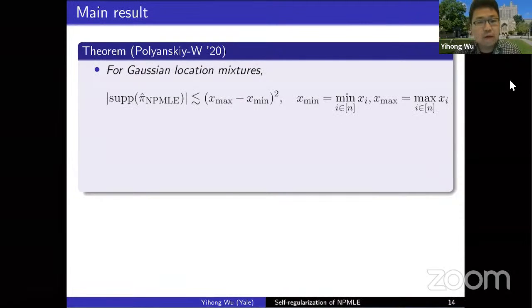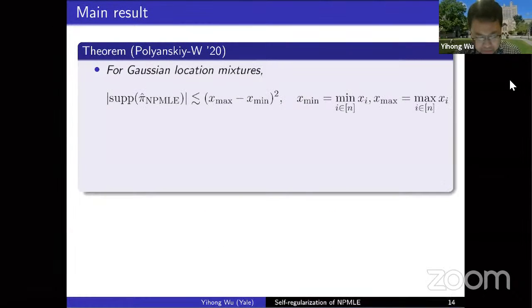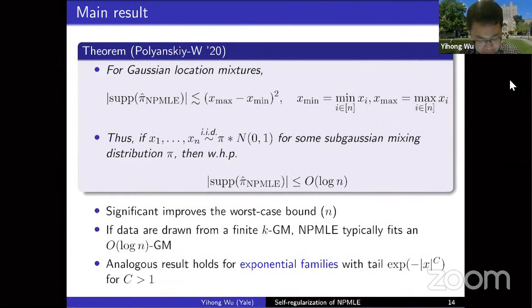And so this explains this phenomenon: if you give the optimization 10,000 samples, it will typically fit a model of size roughly 10, on this order, much smaller than that. So this significantly improves over the worst-case result, that is n, and that is tight, because it focuses on the typical structure of the solution.